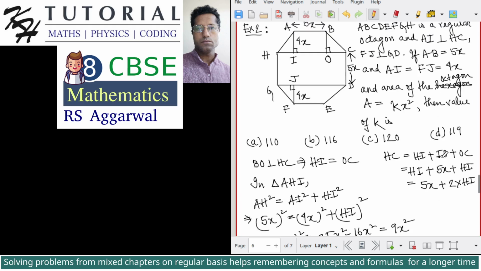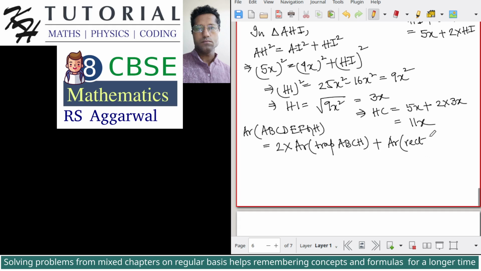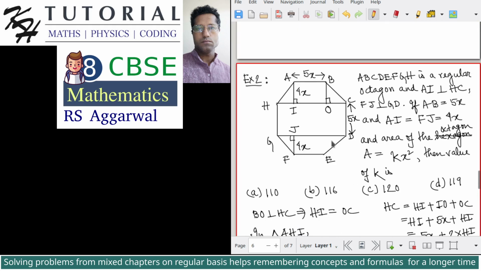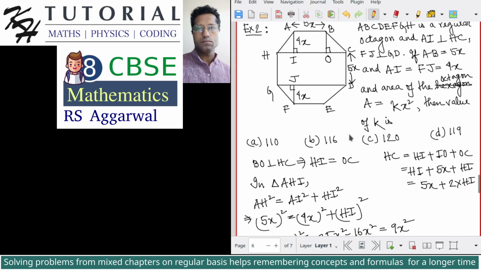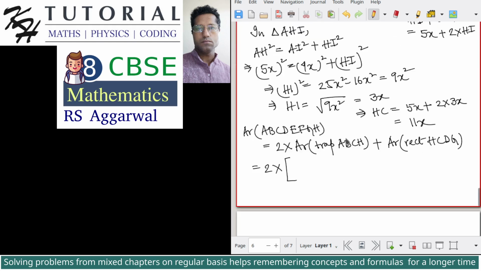Rectangle is HCDG. This is equal to twice the area of each trapezium. The smaller parallel side is of length 5x, the larger parallel side is of length 11x, and the height is 4x. So half into 5x plus 11x, that is sum of the parallel sides, into height, which is 4x.